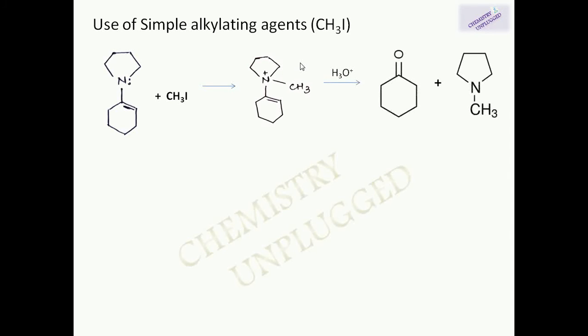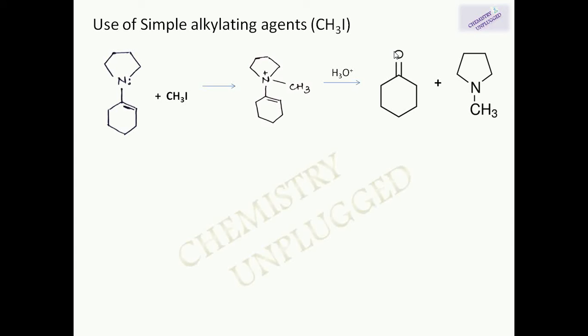If we use a simple alkylating agent, then what will happen? The lone pair of electrons of nitrogen will attack the methyl group and we have a quaternary salt of nitrogen here. And upon hydrolysis, we have cyclohexanone again. We started the reaction with cyclohexanone and in the product we again have cyclohexanone. So there is no alkylation in this reaction. So simple alkylating agents cannot be used.